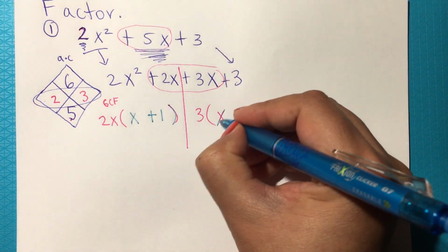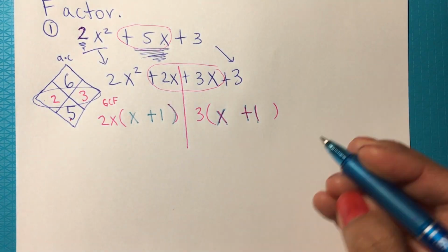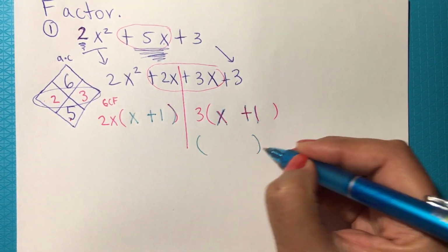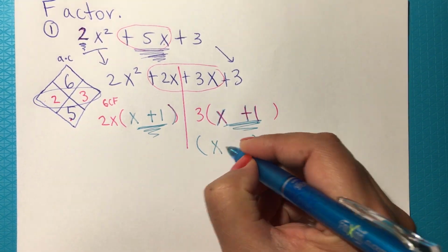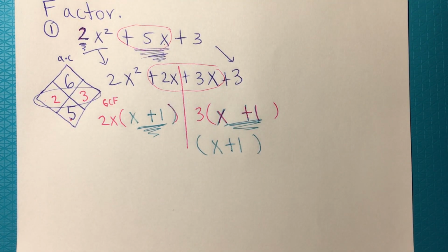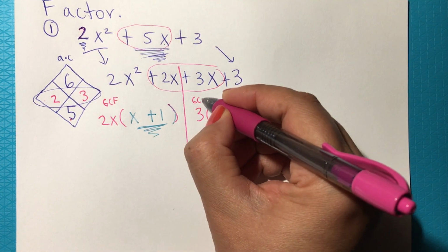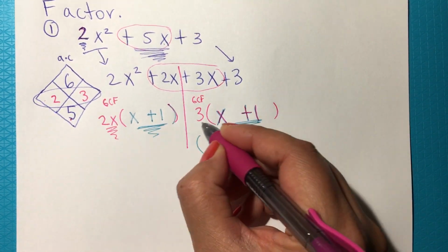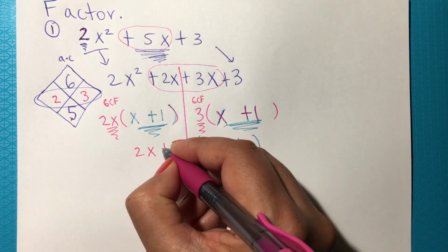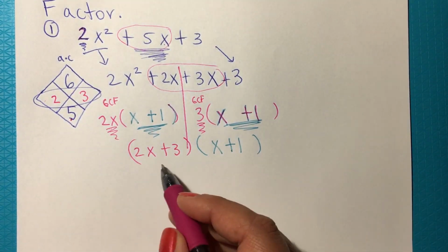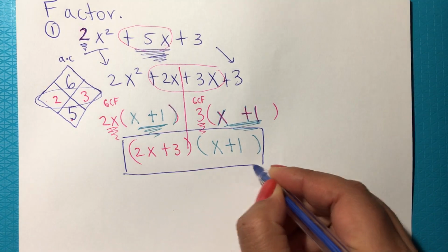Whoops, I was meant to put this in blue. We put the one that looks exactly the same only once, x plus 1. And we put the greatest common factors together. So 2x plus 3. 2x plus 3. And now those are my two factors.